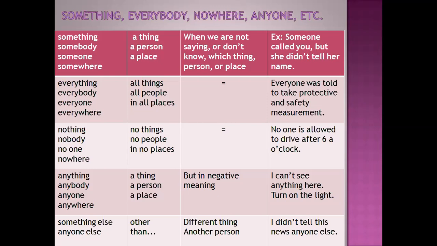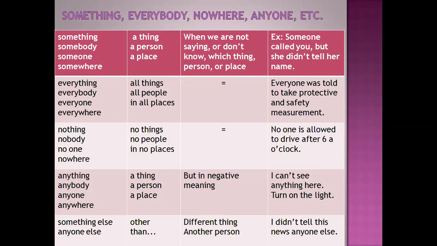Okay. So now here we use something, somebody, someone, or somewhere. Where do we use them? When we don't know exactly which thing or which person or which place. That means it's very foggy, right? For example, we don't know which person or which place or which thing. So, for example, have a look.